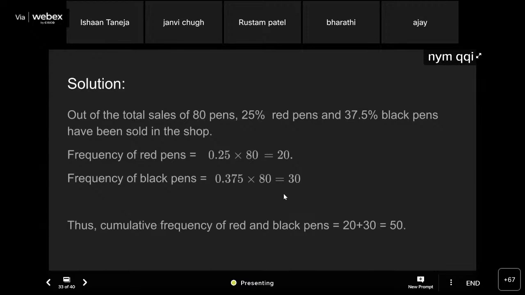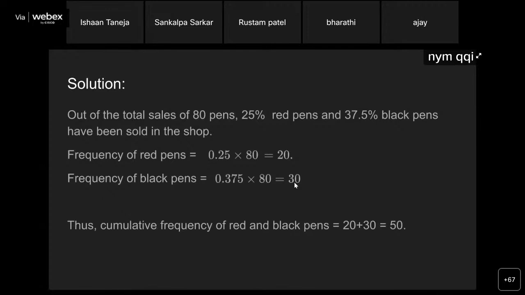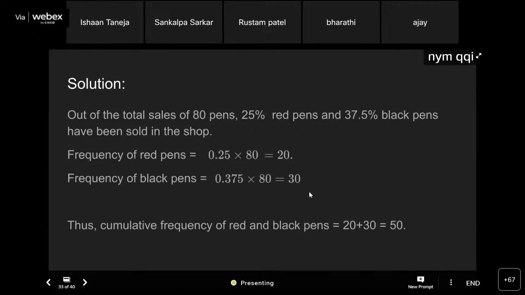Sir, I have a doubt. Yes, please ask. Can we instead add up the relative frequencies and then multiply by 80? Yeah, that would give you the same answer. So that approach would be better, right? Because we are reducing the number of steps. Yeah, in terms of complexity, that would be a bit simpler, I feel. Thank you, sir.